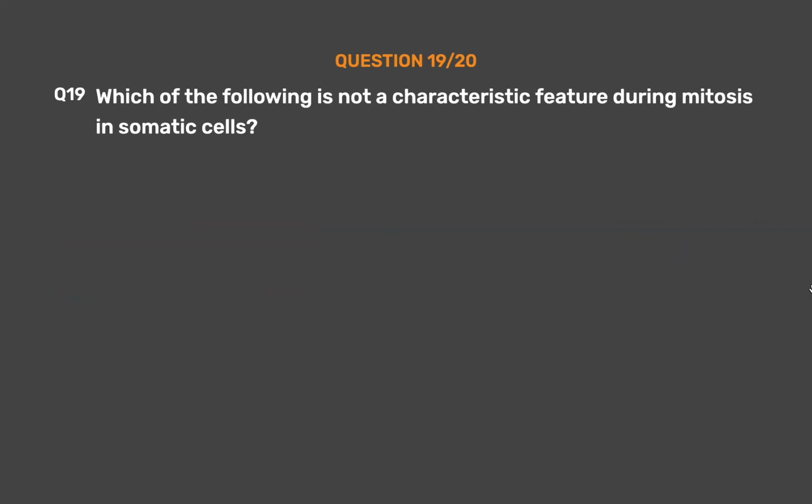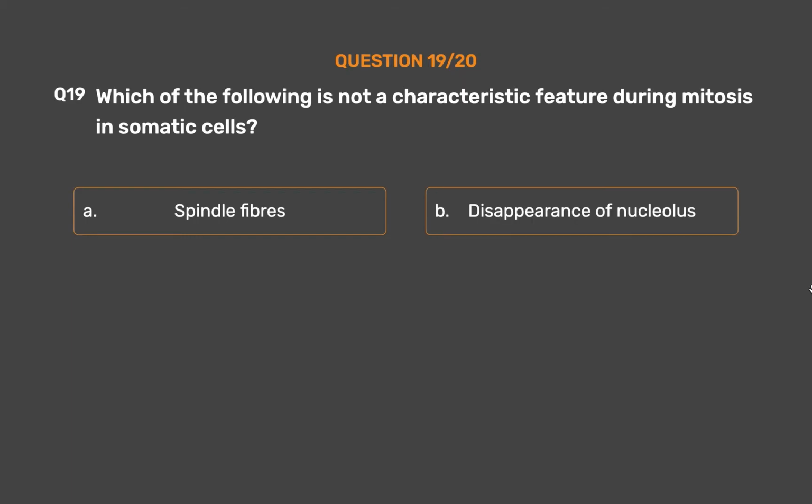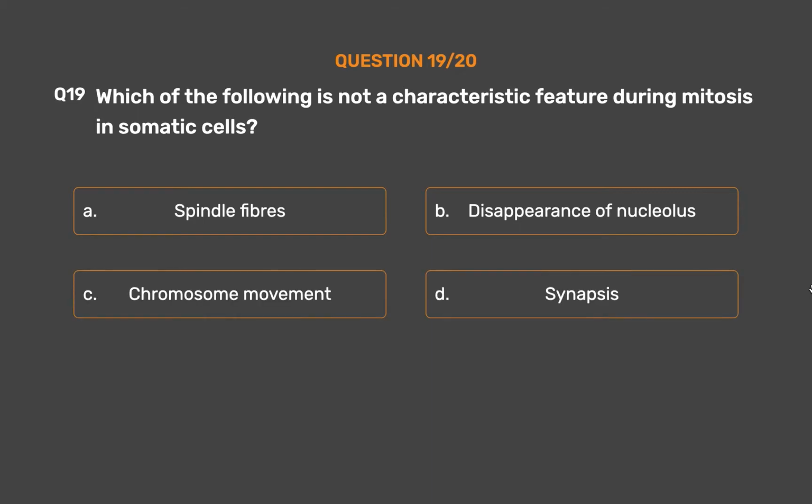Question number 19. Which of the following is not a characteristic feature during mitosis in somatic cells? Option A. Spindle fibers. Option B. Disappearance of nucleolus. Option C. Chromosome movement. Option D. Synapsis. The correct answer is option D.